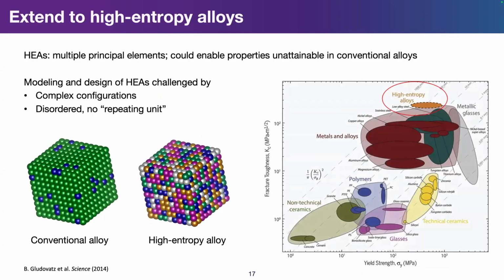And after finishing MOSET's work, we realized that its applicability is not restricted to molecular mixtures, but extends to other combinatorial systems like high entropy alloys, or HEAs. So HEAs have multiple principal elements, and they can enable some properties that are unattainable in conventional alloys. But the modeling and design of HEAs has been challenging because of their complex configurations, and more importantly, because they are disordered and there's no repeating unit for a graph to be applicable. So can we really apply a graph neural network to HEAs?